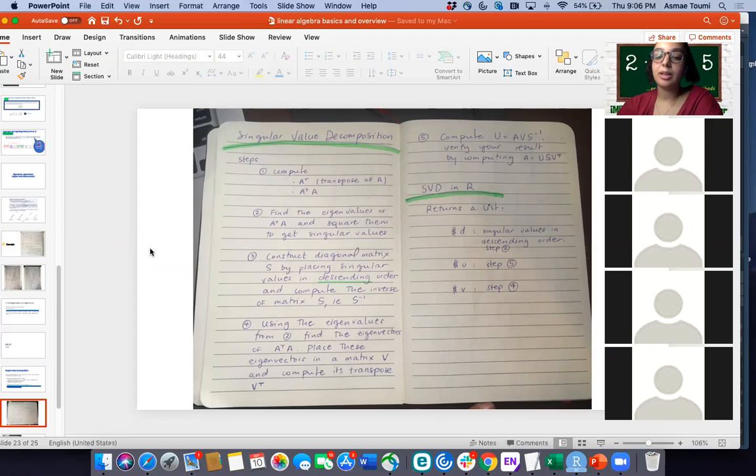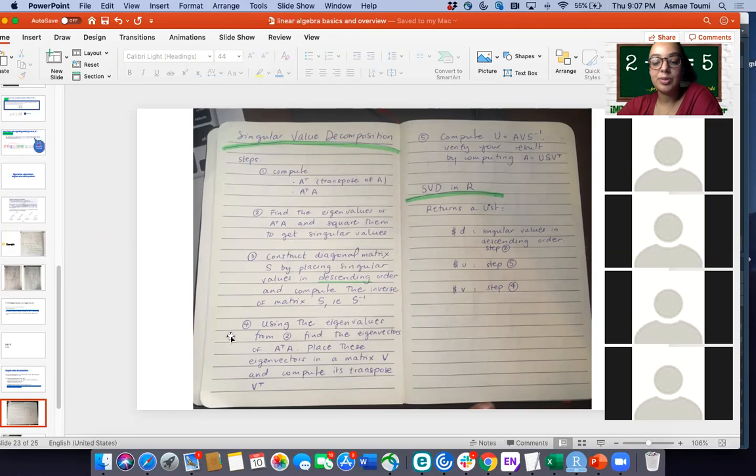First you compute the transpose of A, and the transpose is just a fancy term meaning the rows become columns. You can do this pretty easily in R by calling t on a matrix, literally t(M), and that's it, you get the transpose. Then you compute the transpose times A, and you find the eigenvalues of that product and you square them, and that's what we call singular values, hence the name. Then you construct a diagonal matrix, where there are values along the diagonal and zeros everywhere else, by placing these singular values in descending order, and compute the inverse of the matrix, which is just S to the power of minus one.